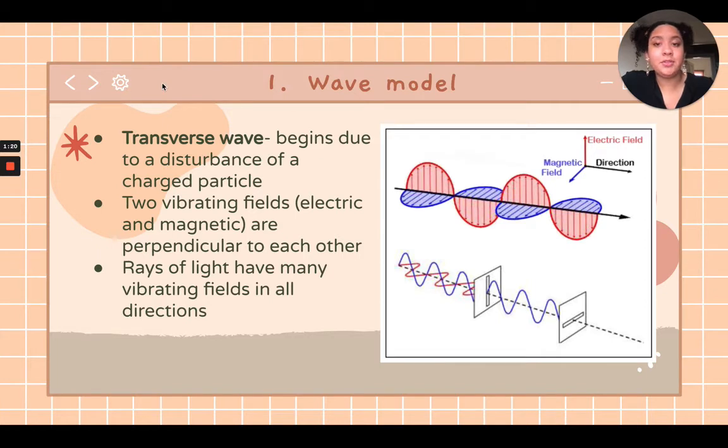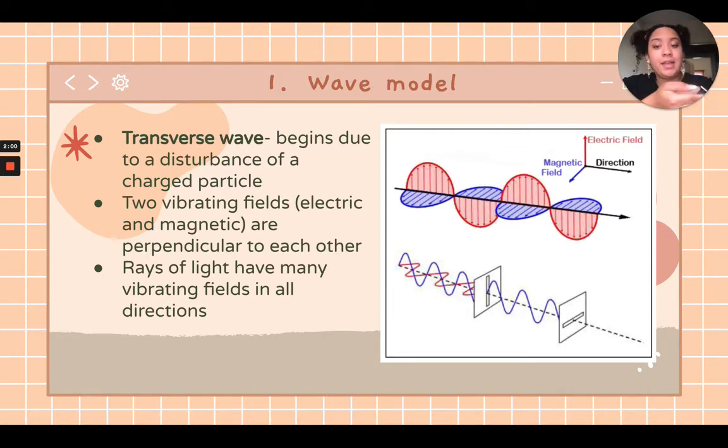So we model it two ways. First way is the wave model. So again, they are transverse waves. It's due to a disturbance of a charged particle. That's what causes the wave to happen. And it's a transverse type of wave, so it goes opposite of that disturbance. So it goes up and down if that particle is moved to the right. And again, it's made of two vibrating fields, and they are perpendicular to each other. Okay, so they're like this to each other. They're not parallel. They're not in the same direction. They are like this.